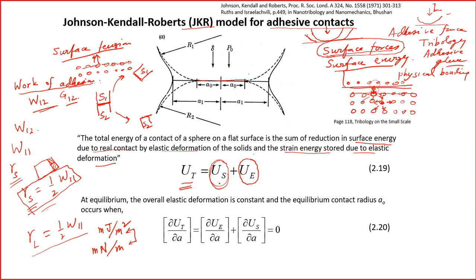So at equilibrium, the overall elastic deformation is constant. If we assume that there is an equilibrium, there is no more change in the energy. So the equilibrium contact radius A naught occurs when this condition is satisfied. When the total energy, del UT over del A, the differential of this, is equal to zero, that means there is no change. When this condition is satisfied, the equilibrium contact radius will be formed.